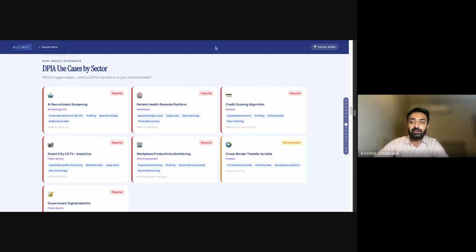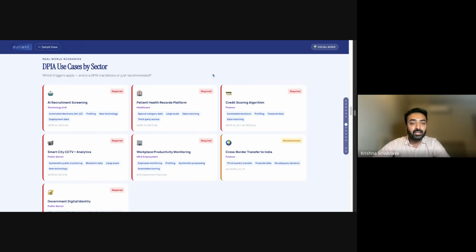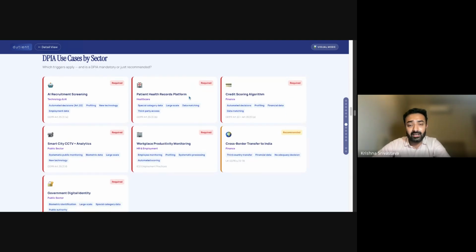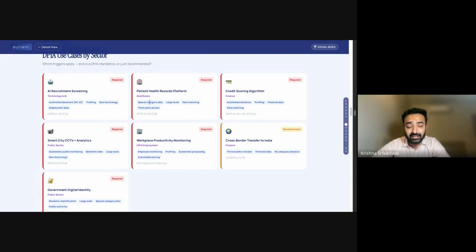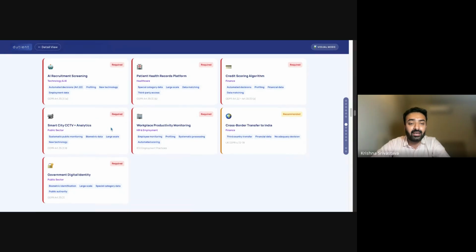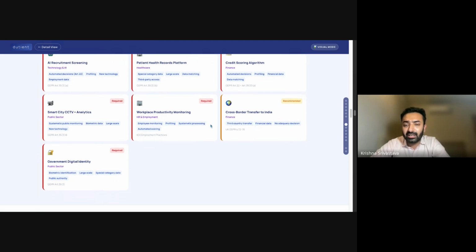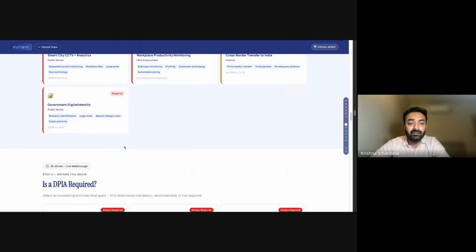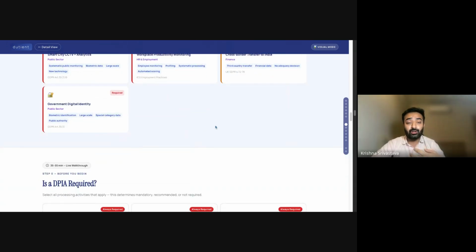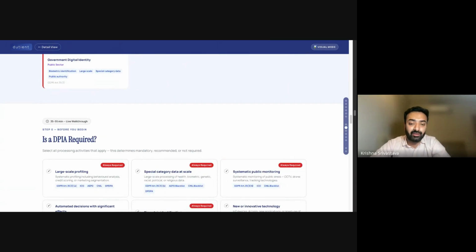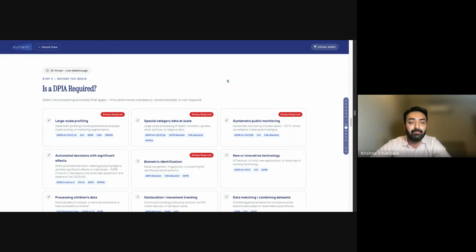So coming back to the different use cases that we notice, you will see that there are DPIA use cases by sector. If it's patient health records, then it's special category data under the GDPR Article 35(3)(b). If it's a credit scoring algorithm, it is required to conduct a DPIA. If it's smart city CCTV plus analytics, you have to conduct a DPIA. Workplace productivity monitoring, cross-border data transfer to India, government digital identity, where you are collecting biometric identification or facial data of an individual or special category of data. Those are cases where a DPIA might be triggered.